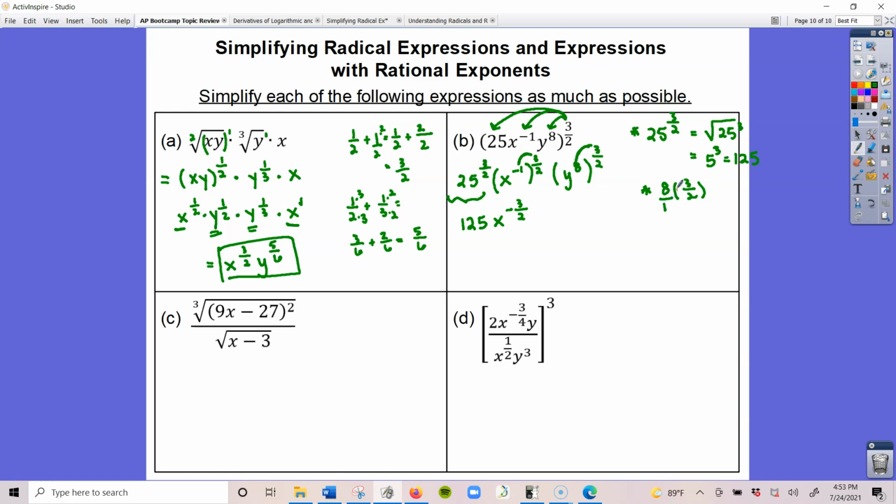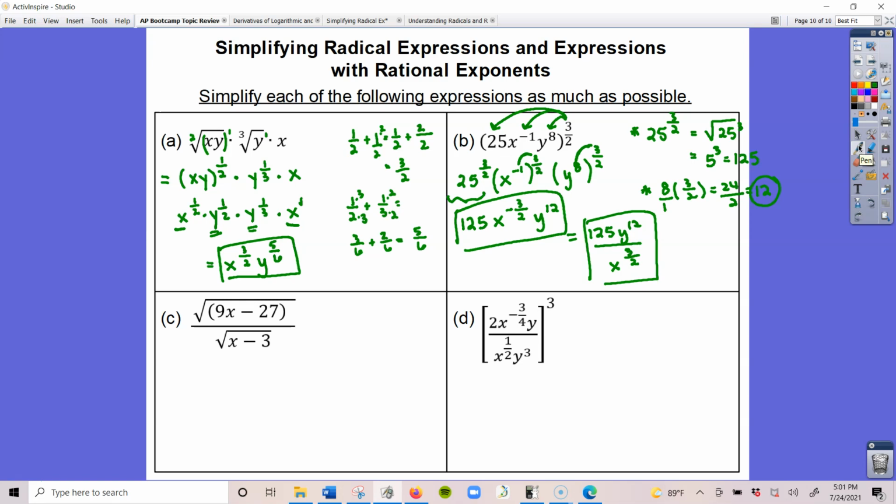So I can put this 8 over 1. 8 times 3 is 24. 1 times 2 is 2. And 24 divided by 2 is 12. So that is my new exponent. So this is y raised to the 12th. This is an acceptable answer. However, just in case, if you have a negative exponent, remember that we're going to move it down to the denominator if it originally was in the numerator. So we can rewrite this as 125 y to the 12th over x raised now to the positive 3 over 2. So this is another acceptable answer.